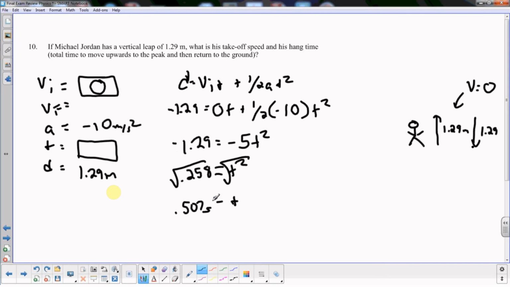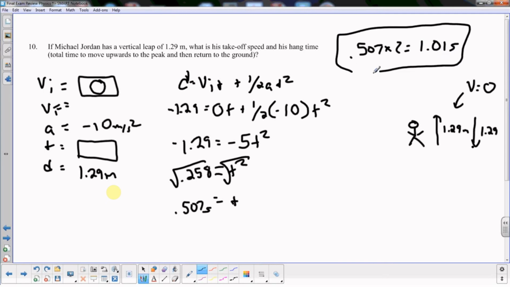The going up is the same thing, 0.507. So we know the total time is going to be 0.507 times 2, which is about 1.01 seconds. So there's his hang time. Hope you followed that.